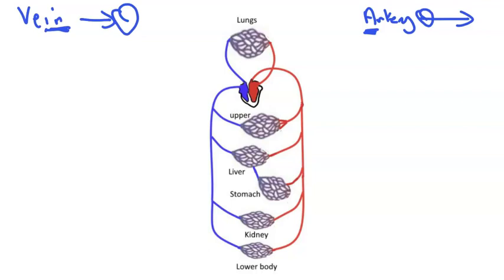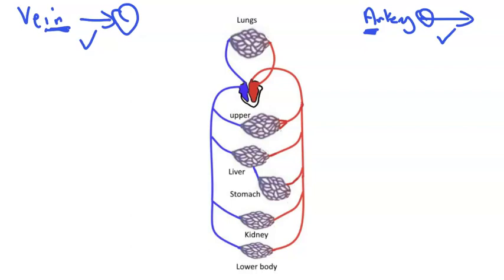Consideration of oxygenated or deoxygenated isn't helpful in understanding how to name the different blood vessels. What is helpful is arteries take blood away from the heart, veins take blood to the heart.